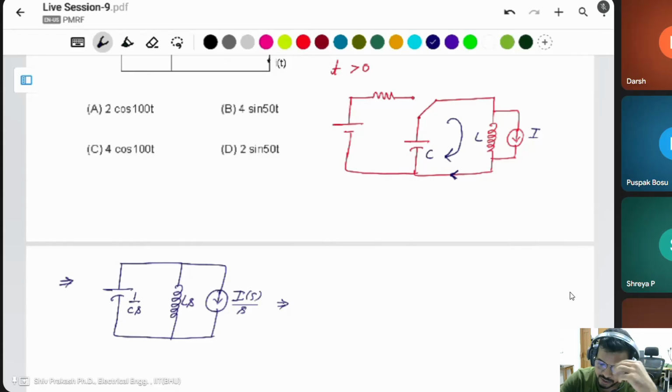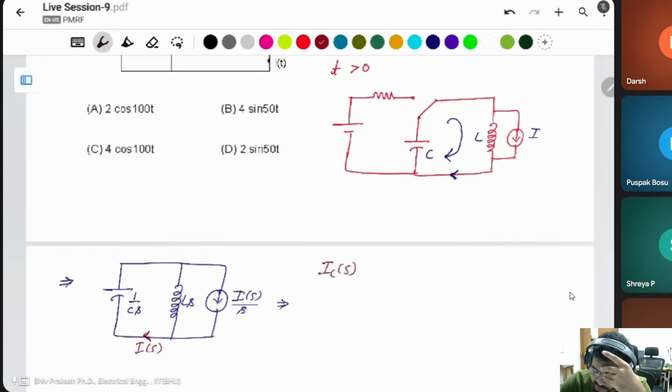Now you can simply take s as j omega. Then you can say j omega C, or 1 upon j omega C. This is Ls, j omega L, same thing. Now you can apply IC as a current divider simply.